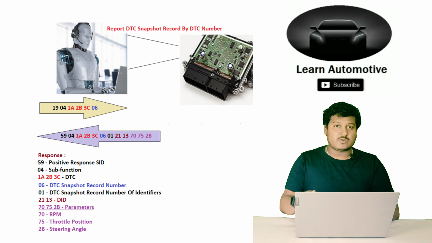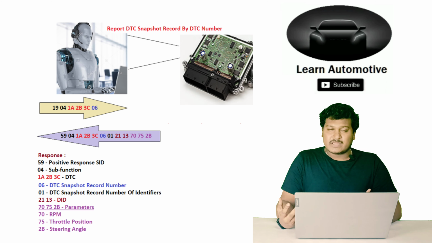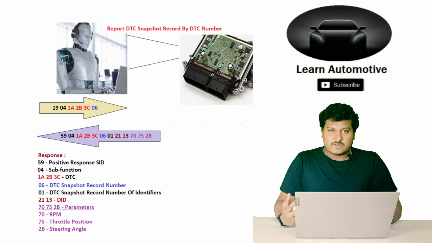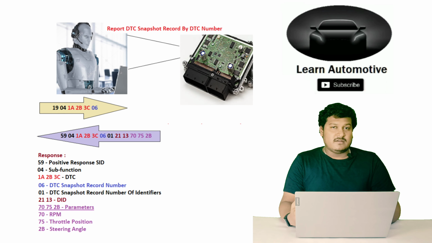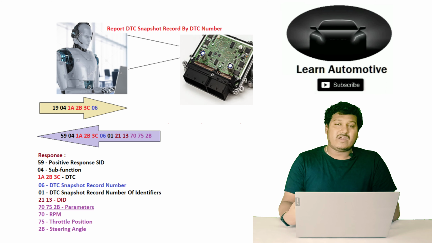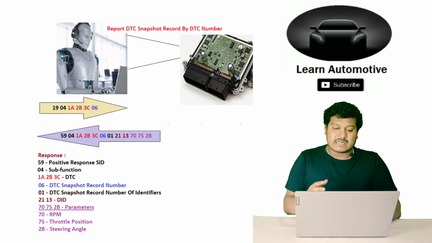Even for the throttle position, if you look back at the 4 videos, I have given the explanation on the throttle position and all. At the time you may think, why, being an automotive engineer, do I have to know about the throttle position? But here we want the parameter, the throttle position. So you have to understand those. That's the reason, right? Next is 2B. 2B is steering angle position. So what exactly the steering angle position is at the time of the malfunction.